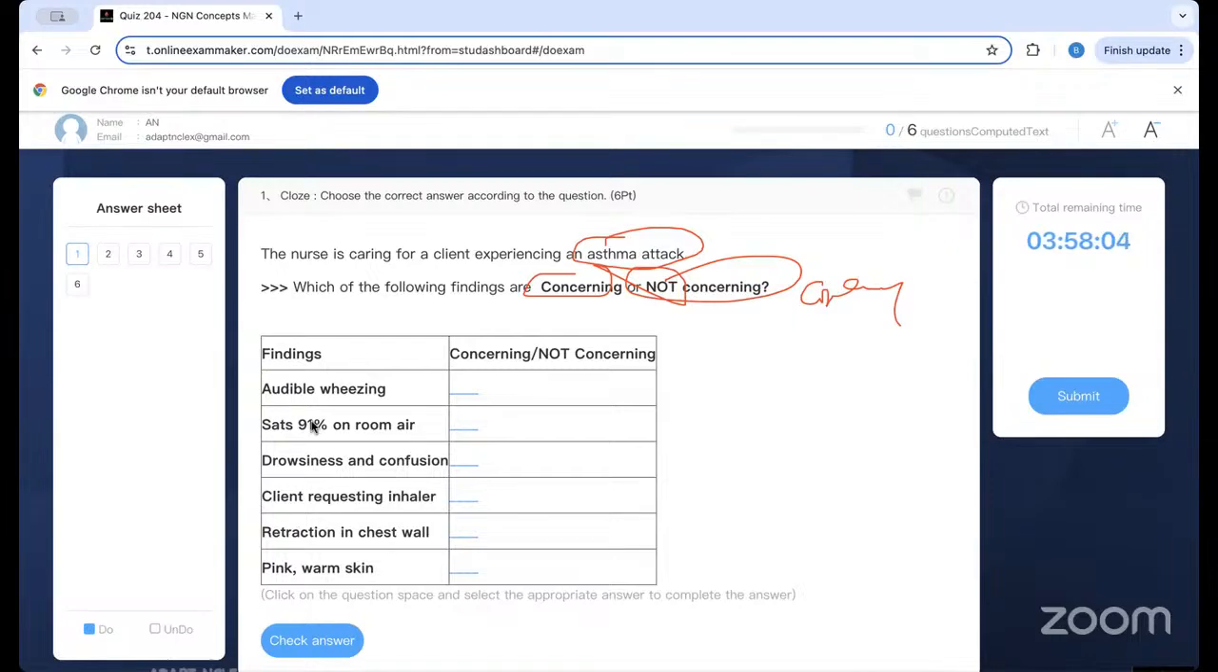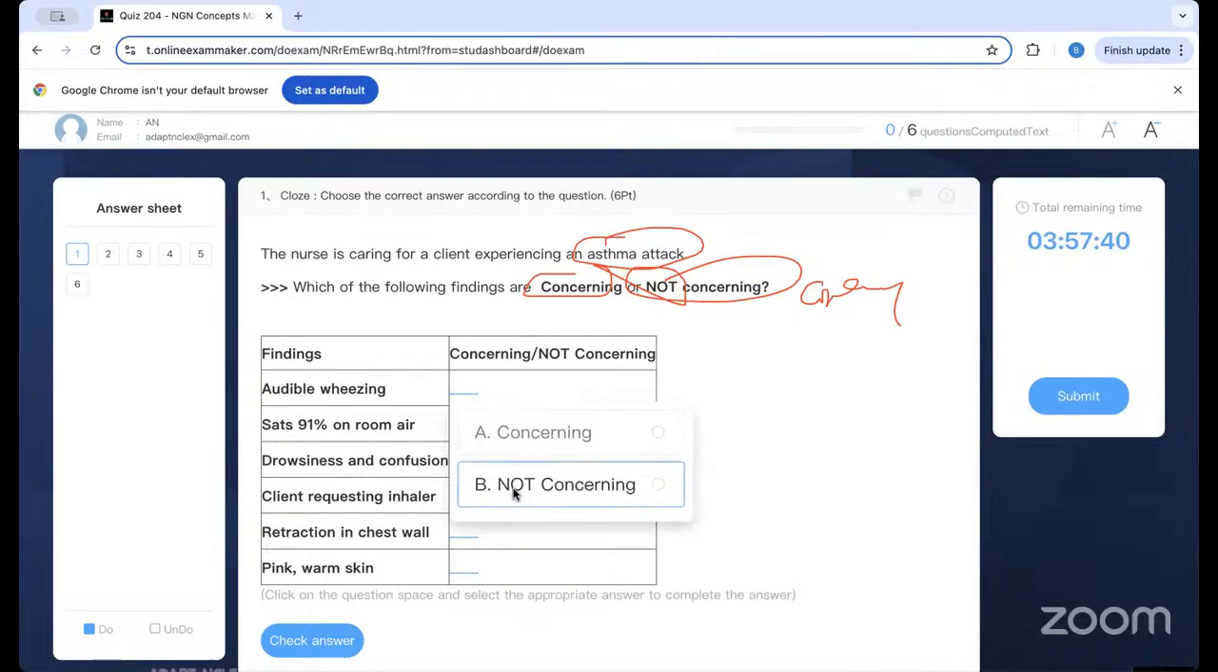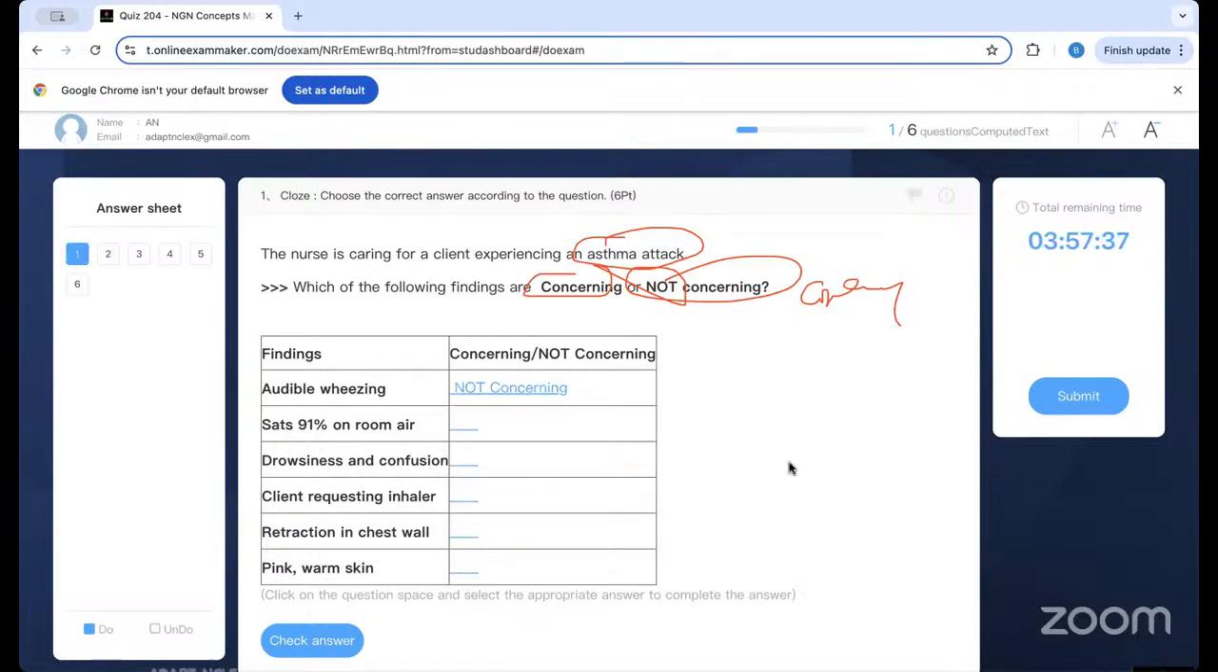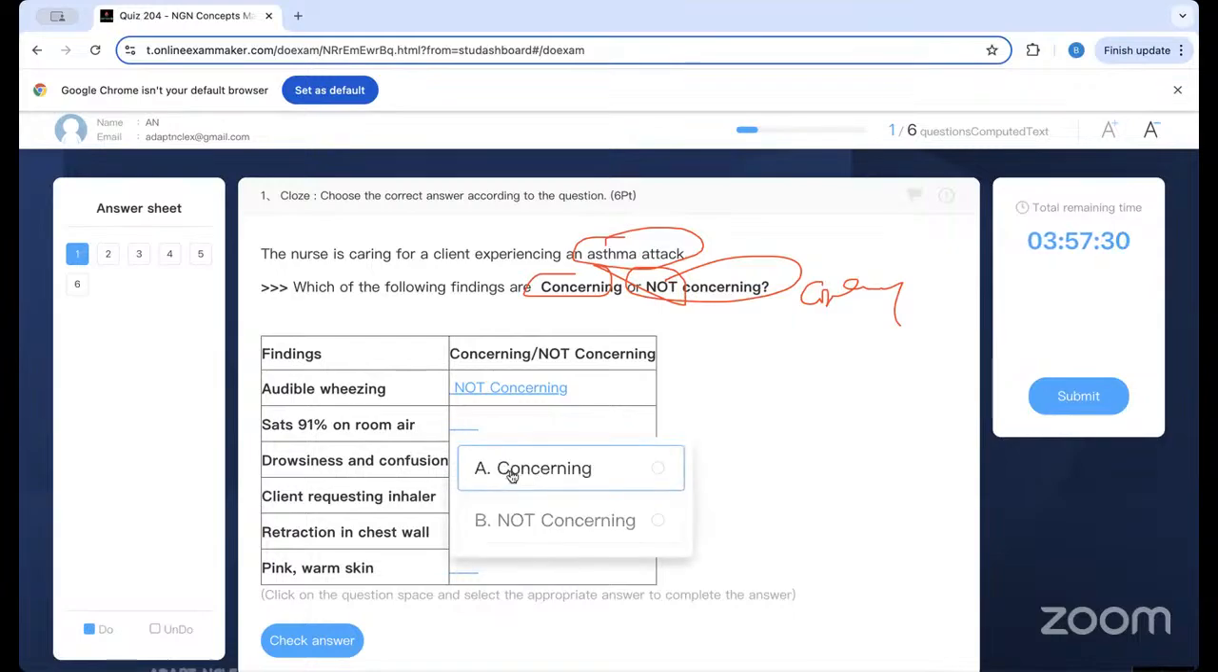Forget about the table, like I said, and treat the question as if there's no table. It's select or apply. You pick those you're confident about, but unfortunately, you have to select something in each row, right? Audible wheezing. When you see a patient with asthma, you expect them to be wheezing. Why would you say this is concerning? So this is not concerning, right? Saturation of 91 on room air is concerning for a patient who has asthma. So I'm going to select that.